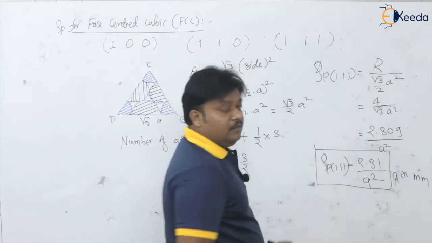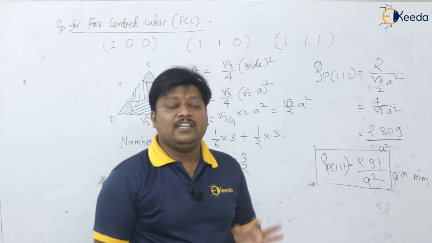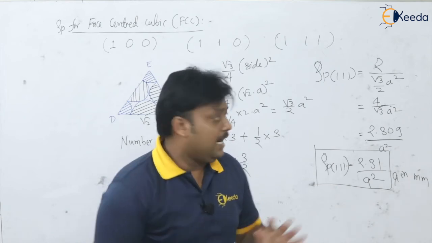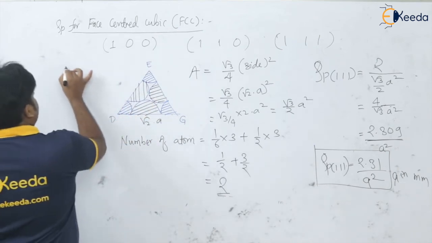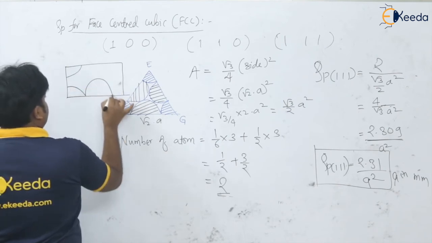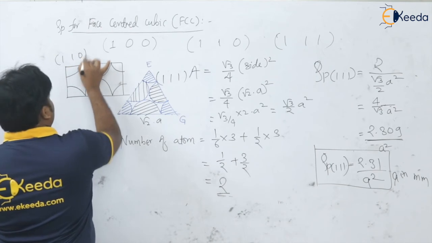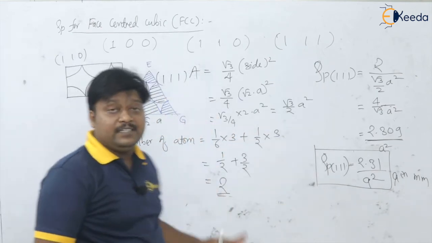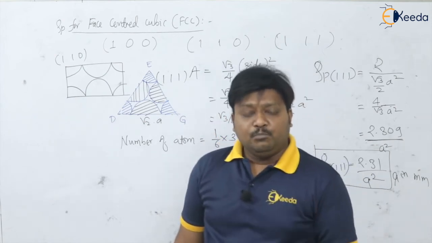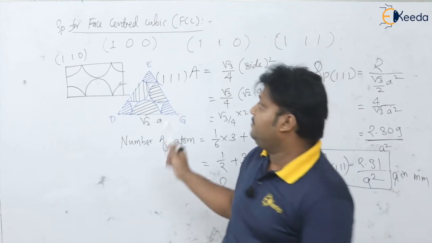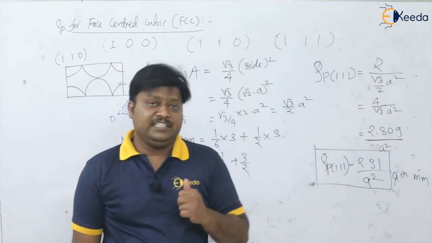So like this, please remember, when you talk about the FCC structure, then the plane ADE, plane ADFG, that is plane 110, and this plane EDG will look like this. Okay, 111 kaisa dikhega plane? It will look like this. Okay, and this is plane 111. This is plane 110. In this way, we can calculate the planar densities. So in this way, we have calculated the planar density for simple cubic, body centered cubic, and face centered cubic. Now, after this, we are going to see the linear density. Okay, let us see it.